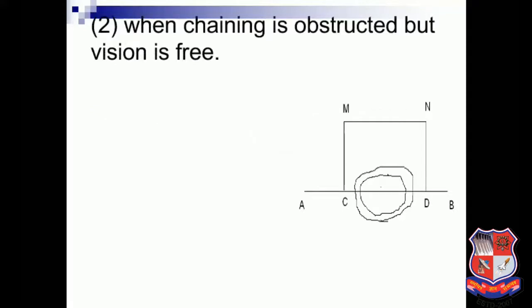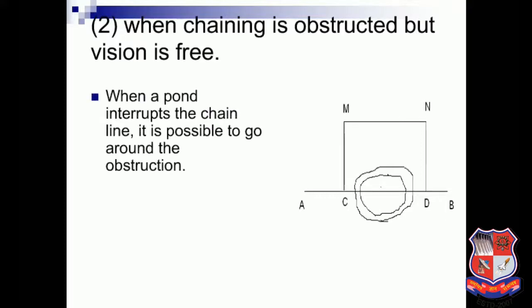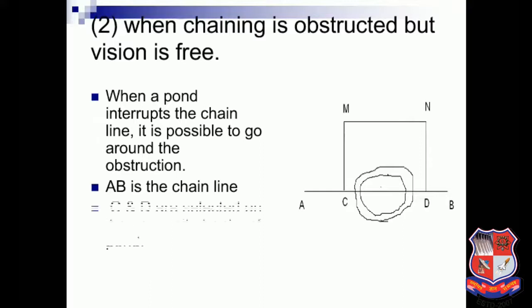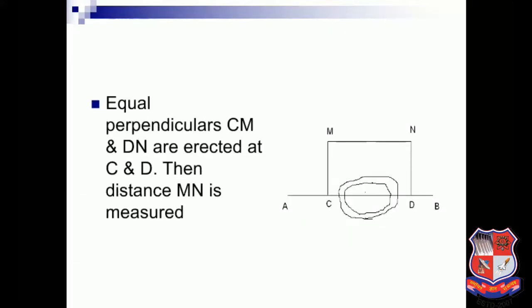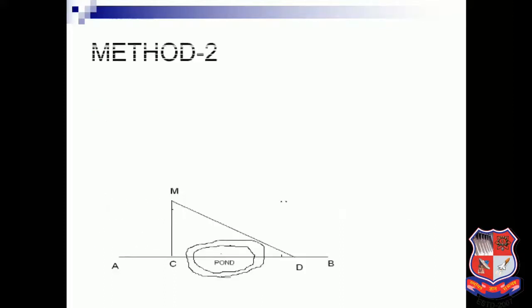When chaining is obstructed but vision is free, you can see the figure. When a pond interrupts the chain line, it is possible to go around the obstruction. AB is the chain line. C and D are selected on opposite banks of the pond. Equal perpendiculars CM and DN are erected at C and D, then the distance MN is measured. Here CD is equal to MN.